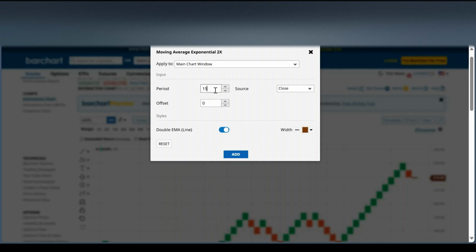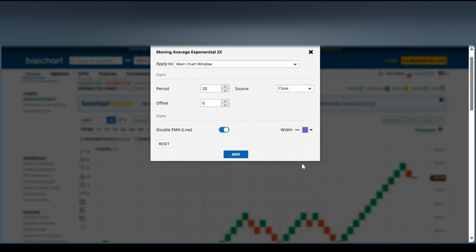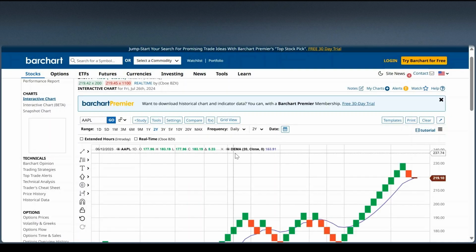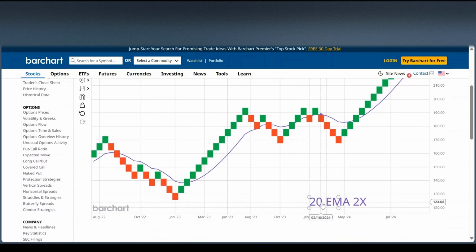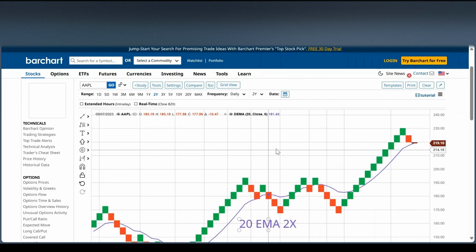Adjust the period to 20 days to smooth out short-term fluctuations and capture the underlying trend. The double EMA reduces lag more effectively than a simple moving average, providing clearer signals for potential buy and sell opportunities. Once configured, apply the indicator to the chart to observe its interaction with Apple's price movements.